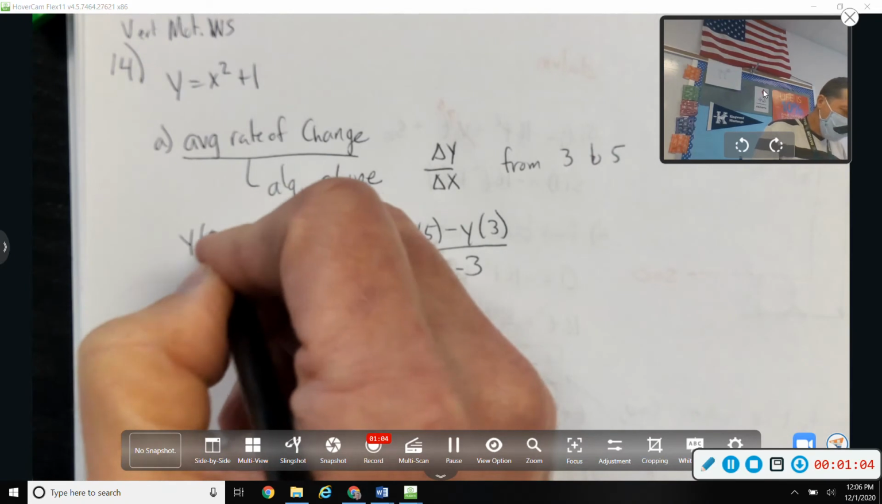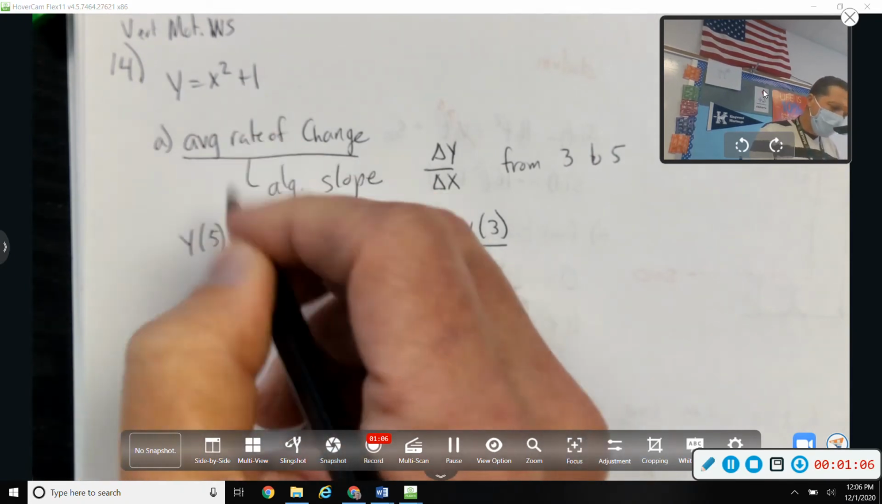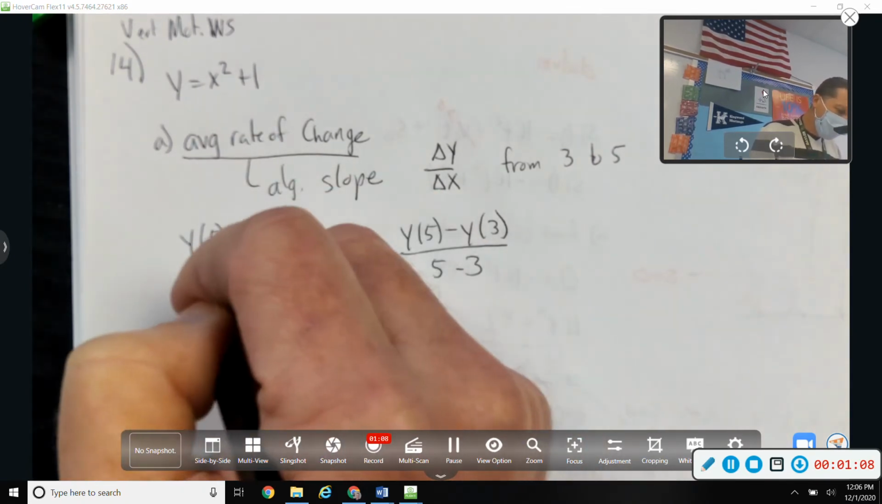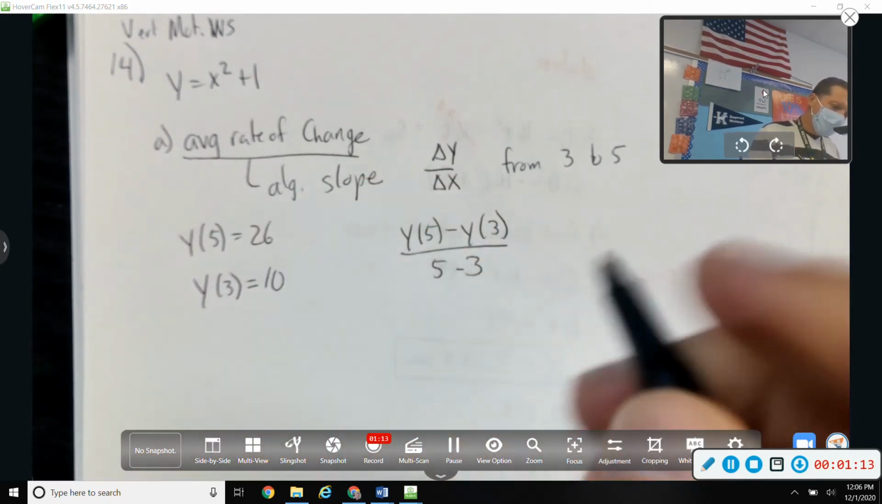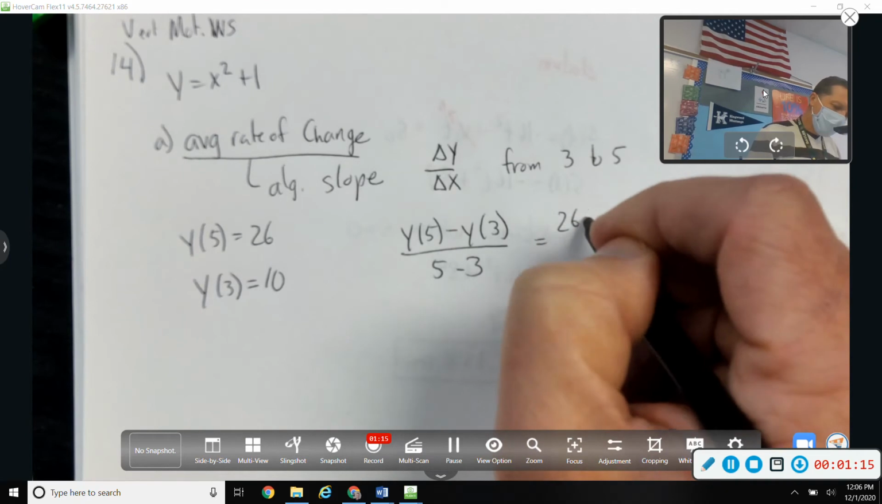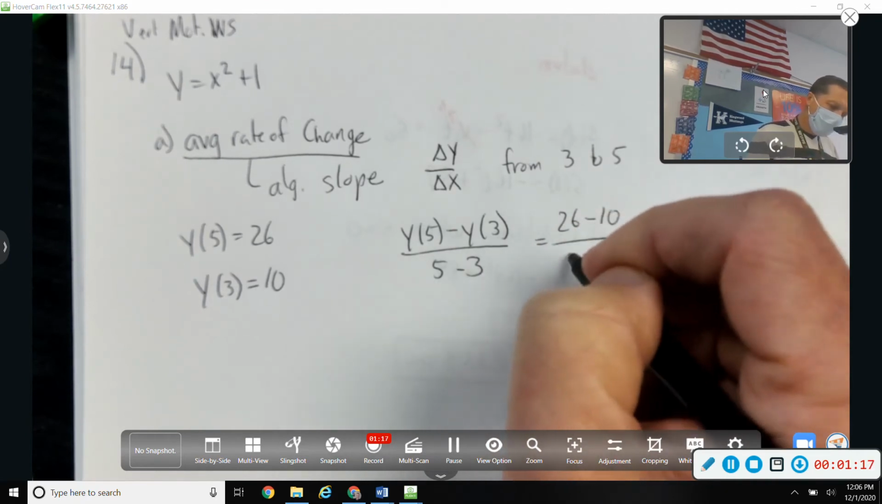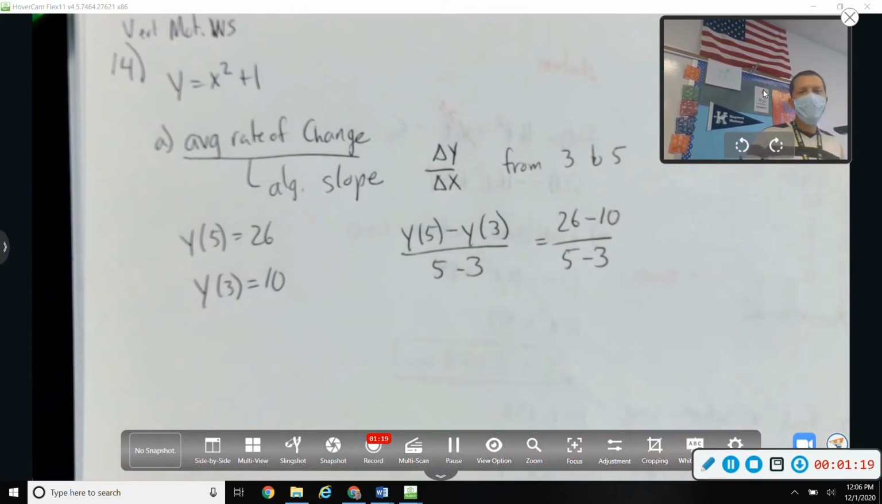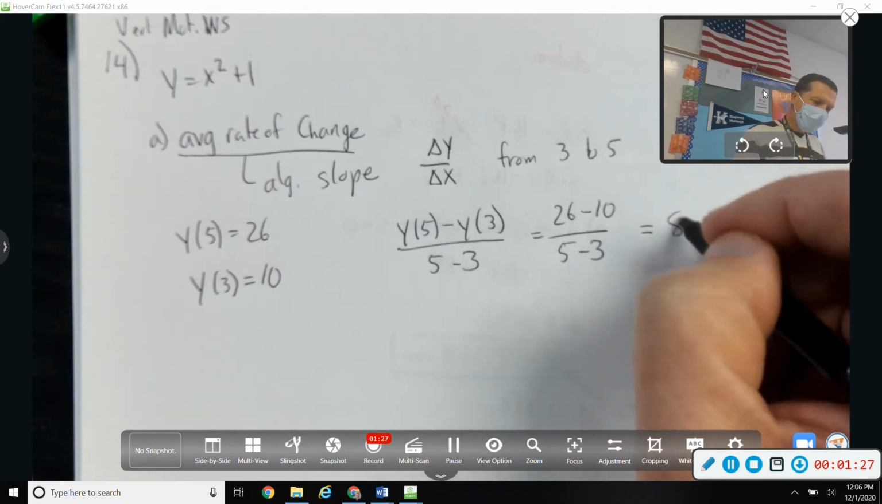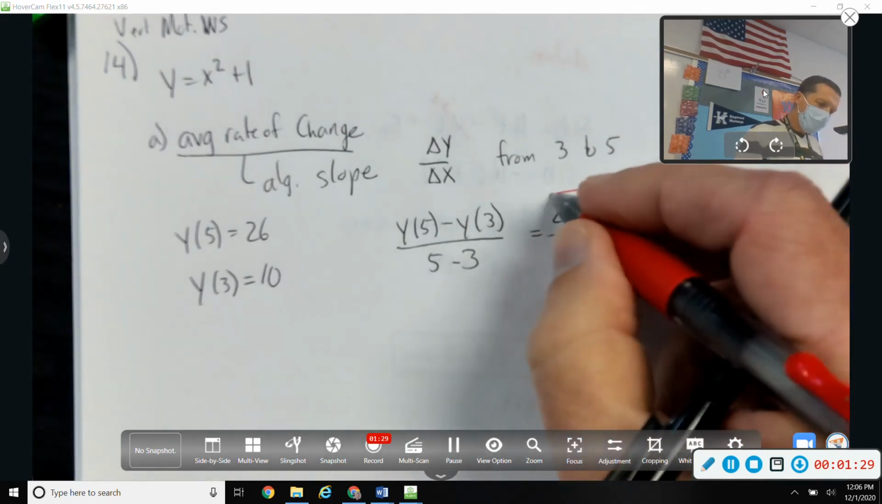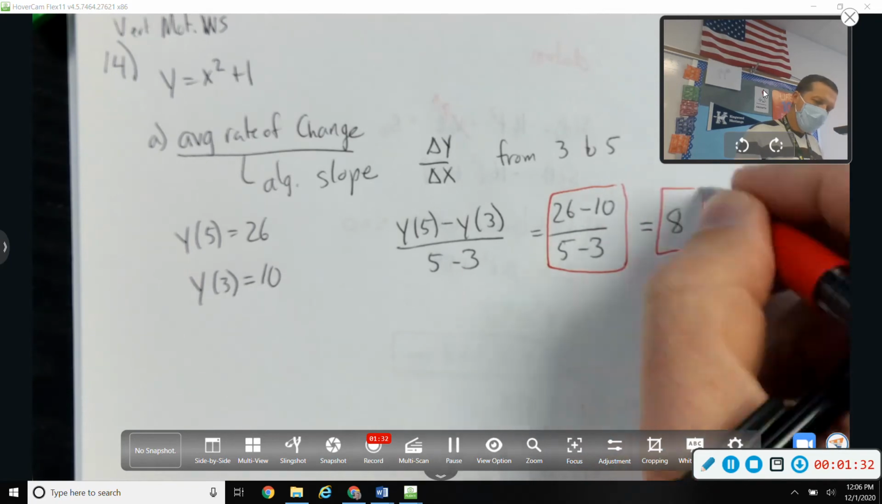So y of 5 would be 5 squared plus 1, which is 26. y of 3 is 3 squared plus 1, which is 10. So 26 minus 10 over 5 minus 3. And hey, if you wanted to safe stop, you could just stop right there and it'd be good. If you want to keep going, 16 divided by 2 is 8. But either one of those would be okay.